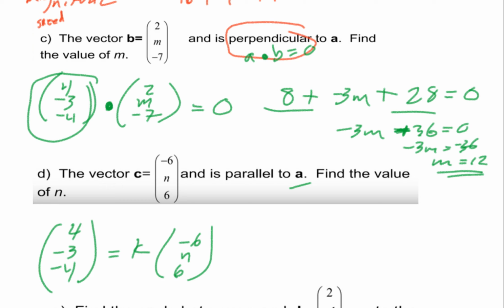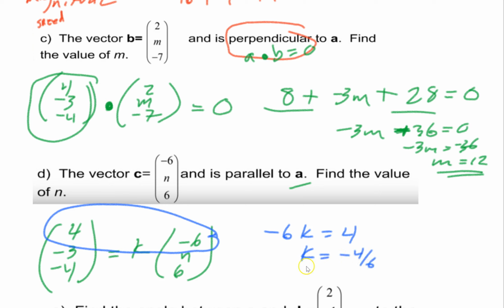All you gotta do is solve for one of them. Right? How do I do it? Well, I know if I multiply negative 6 times k, it's going to equal 4. So just divide. k equals negative 4 over 6. So now, for this middle one here, I can do the same thing. Negative 3 equals k times n. But I know what k is now. Plug it in. Negative 3 equals negative 4 over 6 times n.